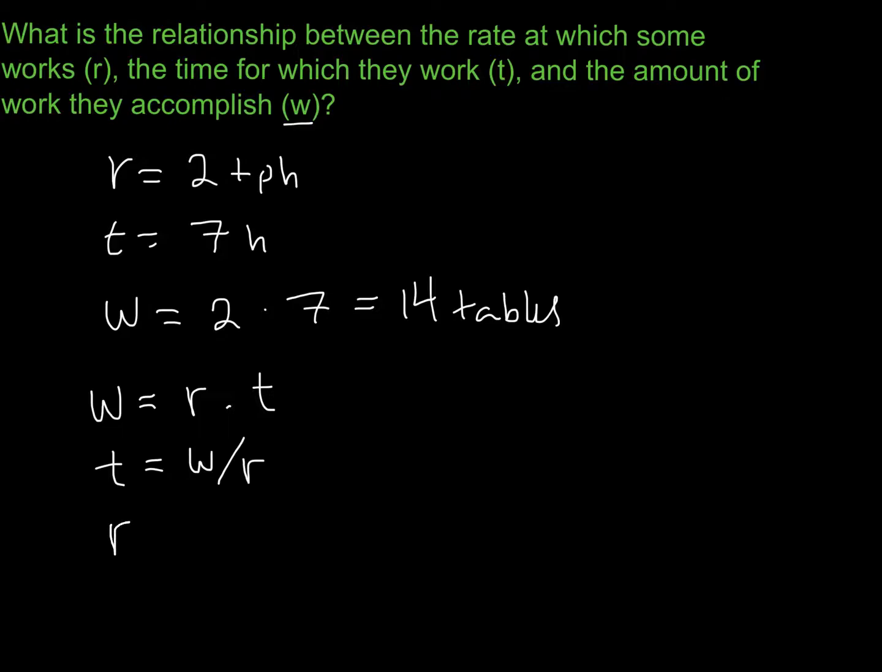So the rate at which you work is the amount of work that you accomplish divided by the time that you spend. So having these in our back pocket is going to help us when we're dealing with situations where we're computing various things and we're thinking about how much work people are doing in certain amounts of time.